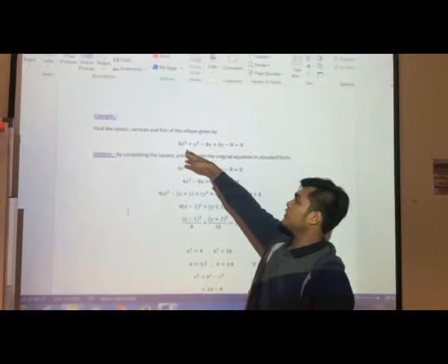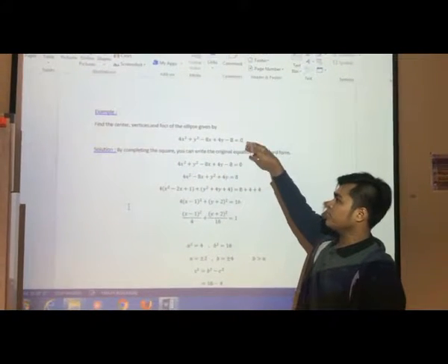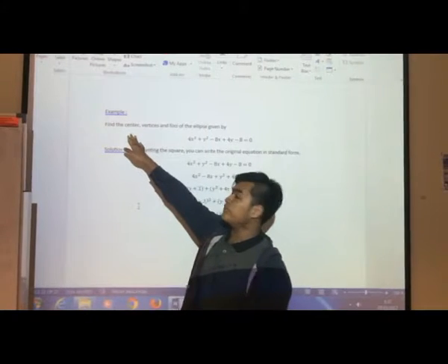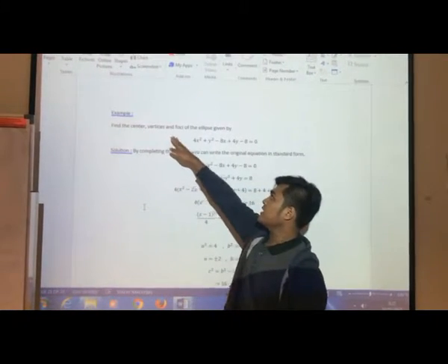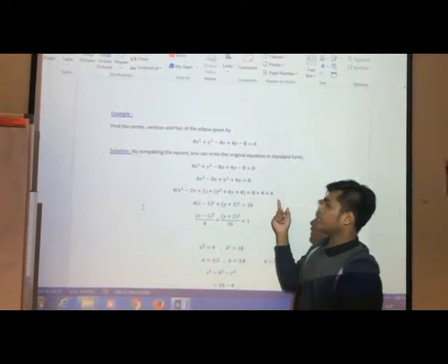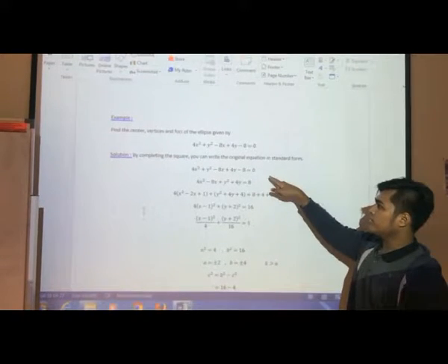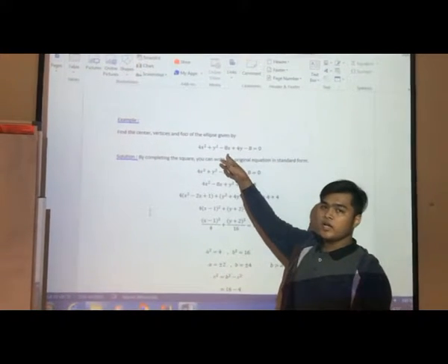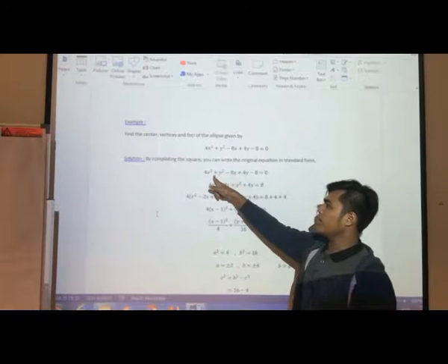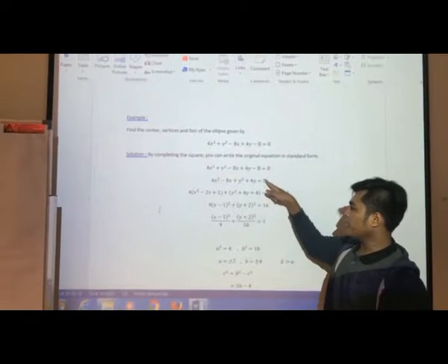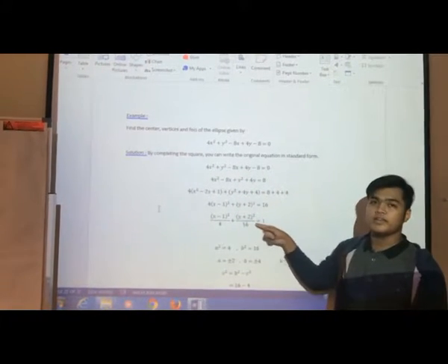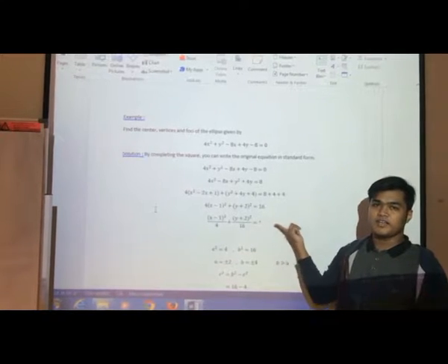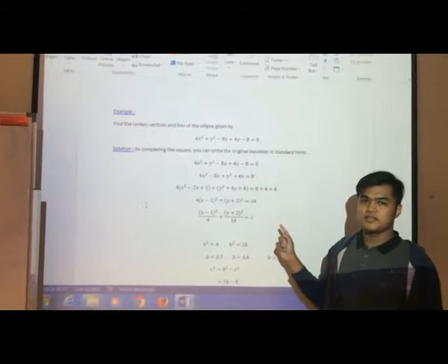Okay, I want to talk about the example of the ellipse. This is the equation that is given. For the equation given, they ask us to find the center, vertices and the foci of the ellipse. First, for the equation, we do the completing the square. This is completing the square, and then we can get the standard formula of the ellipse.